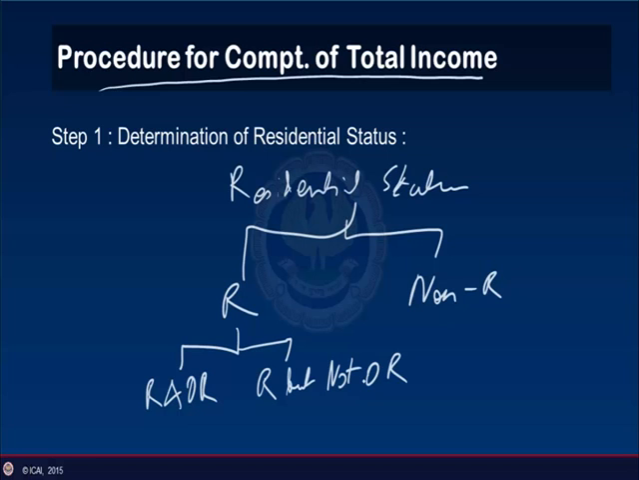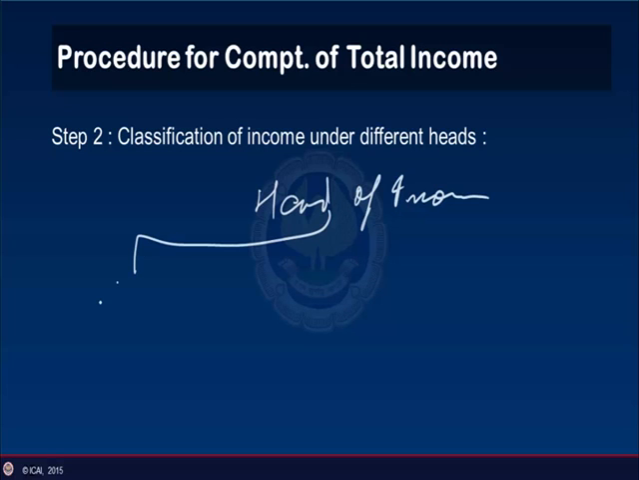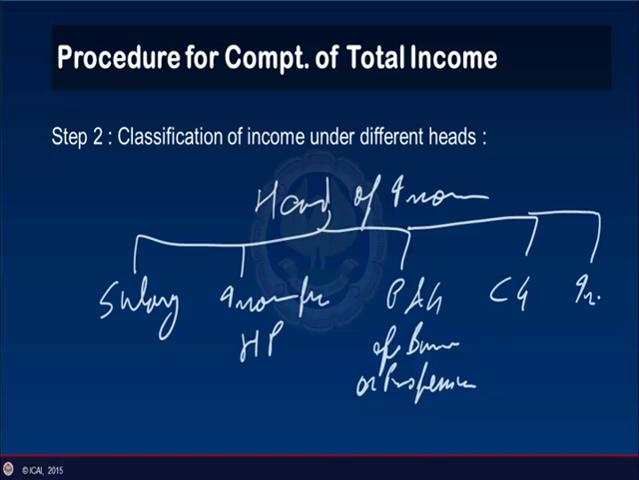Second would be classification of income under different heads. So the heads of income are salary, income from house property, profit and gains of business or profession, capital gain, and income from other sources.